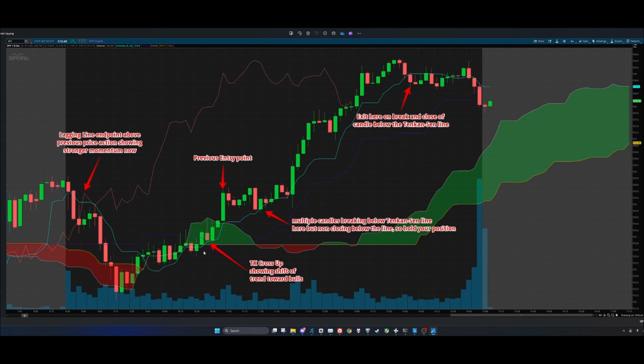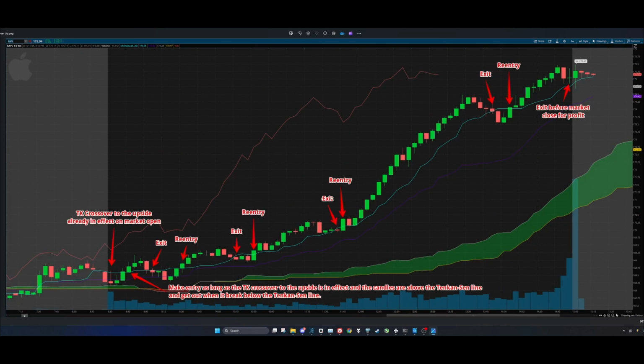So this TK cross up, get in, get out, you're done. You're done for the day. And if you had high risk tolerance, you'd be getting out over here towards the very, very end of the day when it finally broke beneath the Kijun-sen baseline, the purple line here. So another example here.